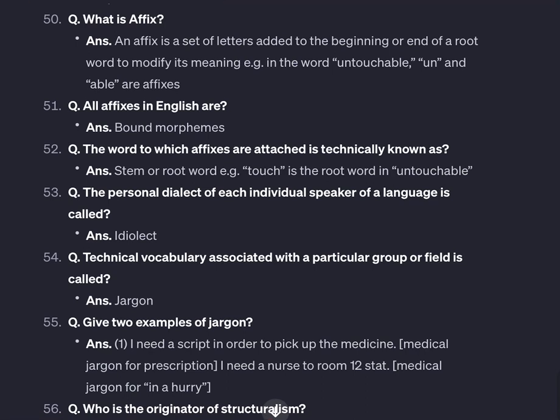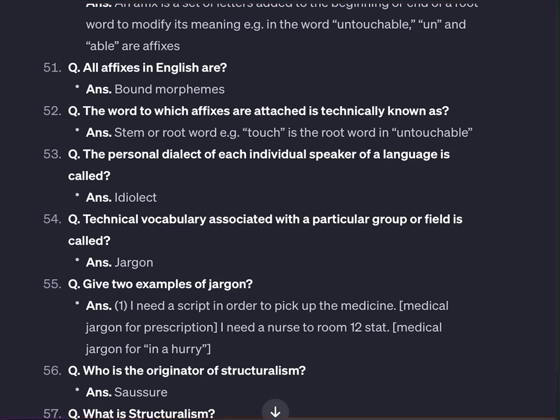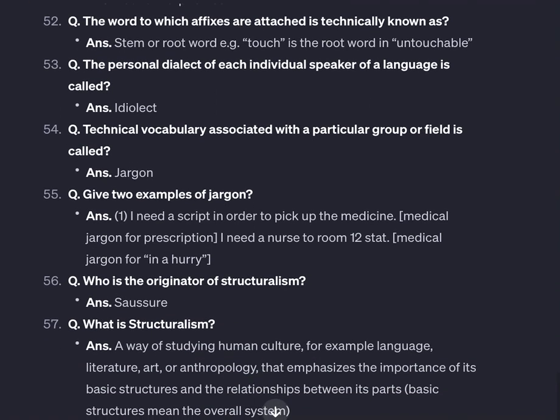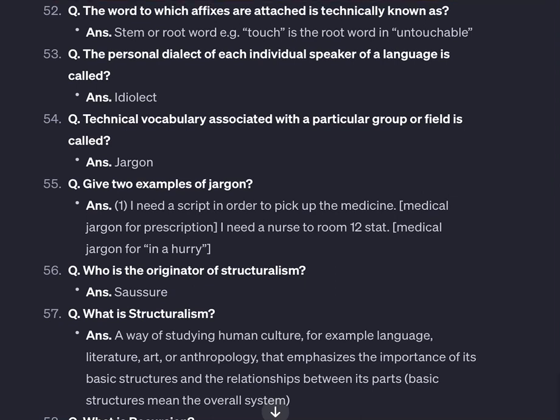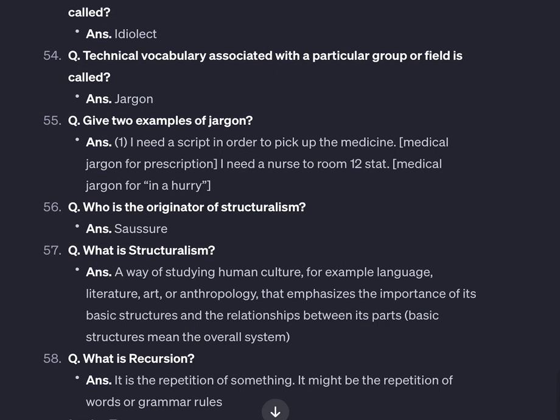53. Q. The personal dialect of each individual speaker of a language is called ANS. Idiolect. 54. Q. Technical vocabulary associated with a particular group or field is called ANS. Jargon. 55. Q. Give 2 examples of jargon. ANS. 1. I need a script in order to pick up the medicine. Medical jargon for prescription. 2. I need a nurse to room 12 stat. Medical jargon for in a hurry.